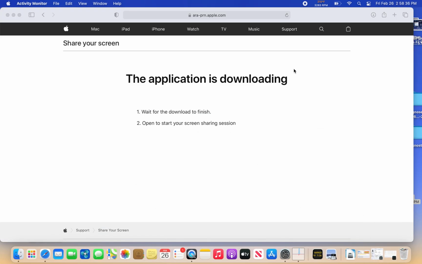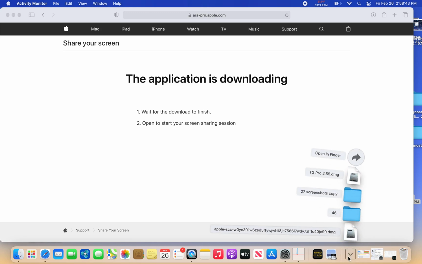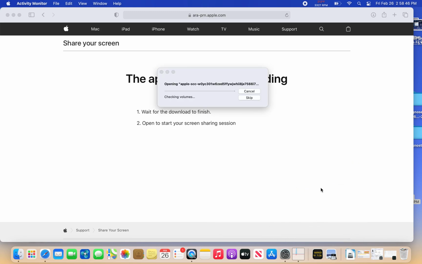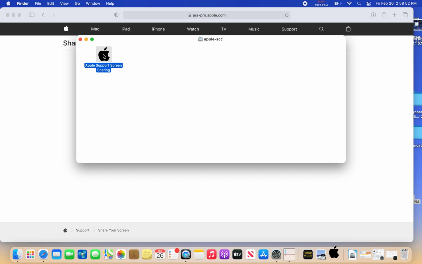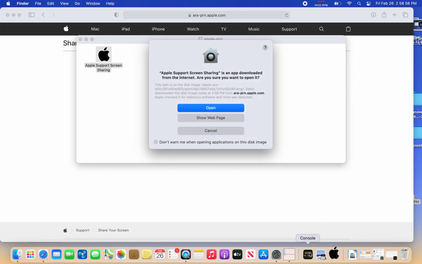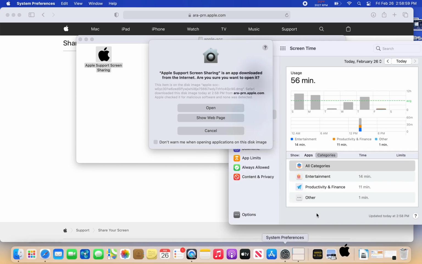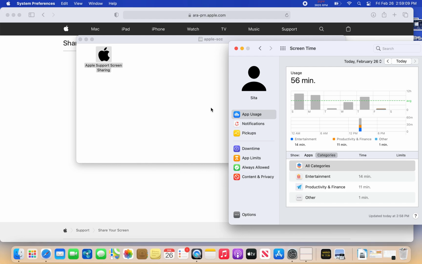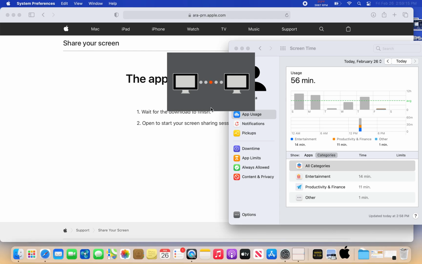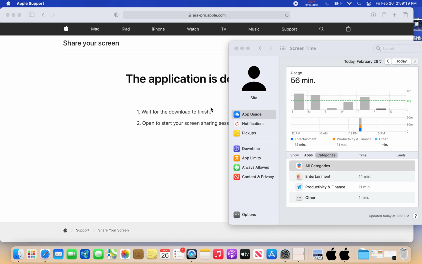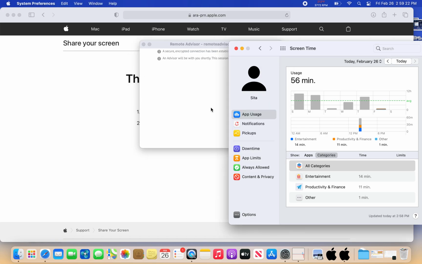Waiting for the download to finish. So I should get a pop-up window that asks me to... there it goes. Apple Support screen sharing. Is an app download? Yeah, open. I showed two Apple icons in my dock.